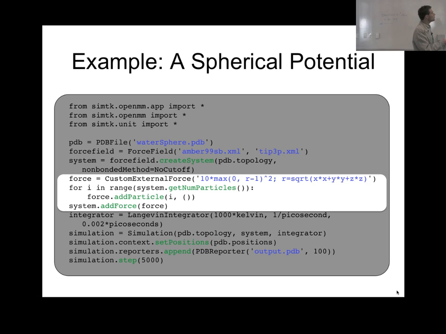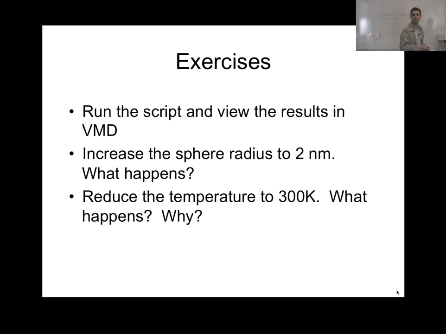So we are just looping over every particle, and we just give it the index of each particle. And there are no per-particle parameters in this case, so we just give it an empty tuple here for the list of parameters. And we add the force to our system. And that is all you do. And you do this, and you now have a spherical potential to contain all your water molecules.